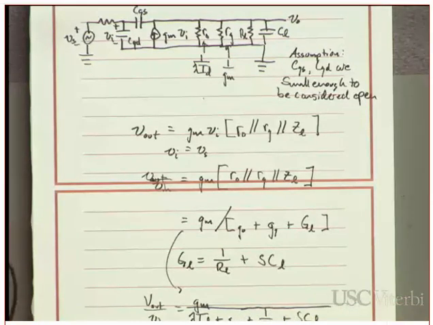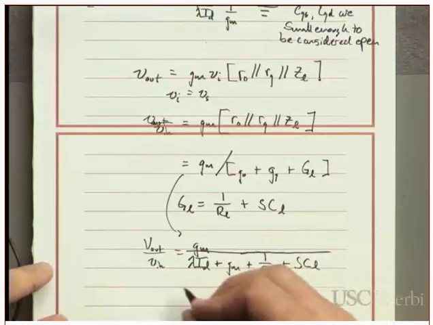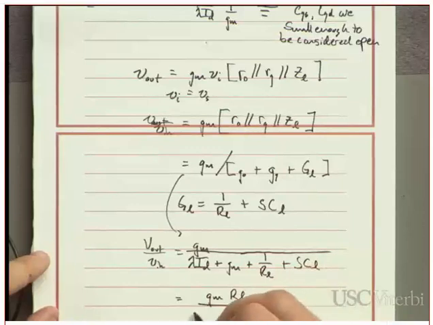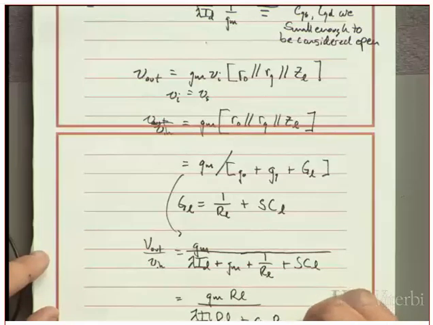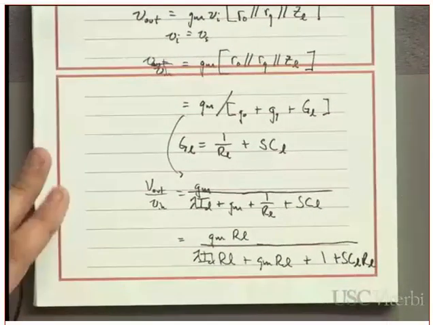And of course, usually you don't want fractions in the denominator. So I'm going to multiply by RL. So we have gm RL over lambda ID RL plus gm RL plus 1 plus sCL RL. Okay. So not much gain there, right? Yet.